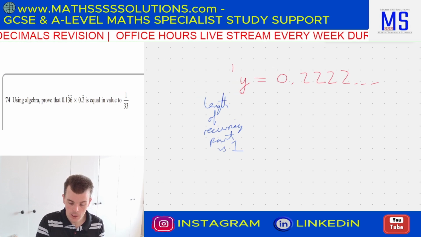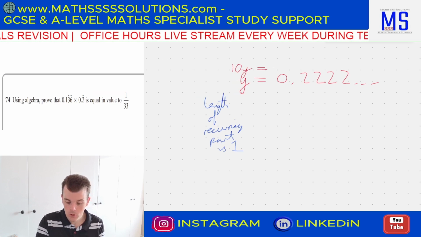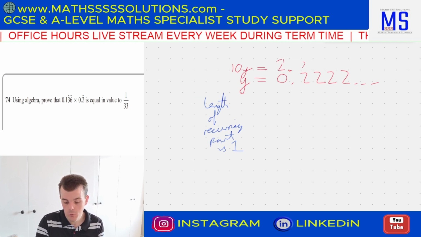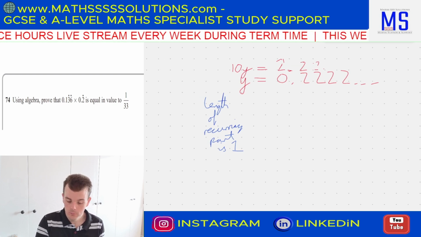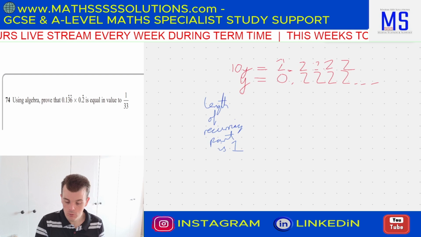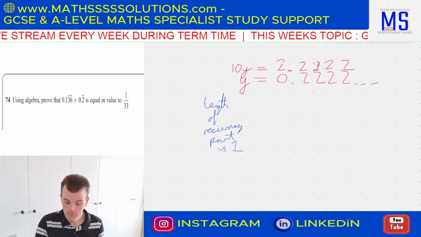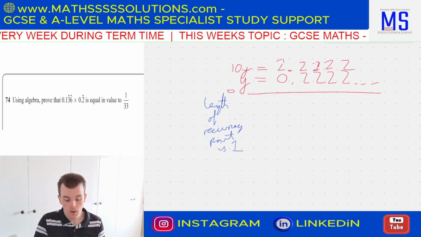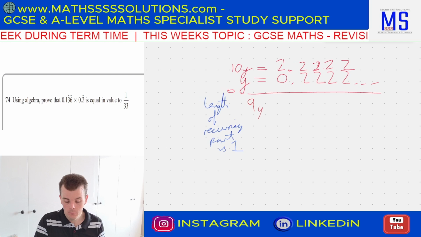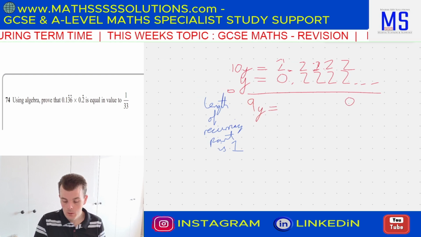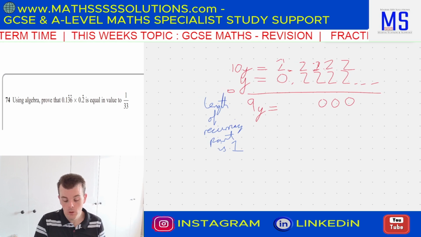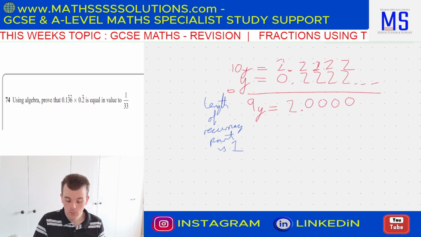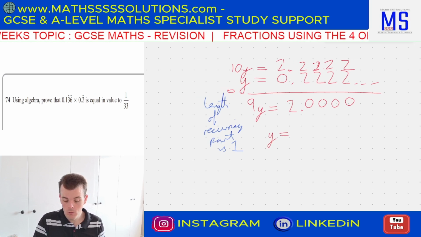So I'm going to use 10y equals, move the decimal point once, you've got 2.2222, etc. And then you draw a line underneath them and subtract one away from the other. 10y take away y is 9y. You have a terminating decimal because all the digits after the decimal point here cancel. And you're just left with the number 2. And you get y equals 2 over 9.